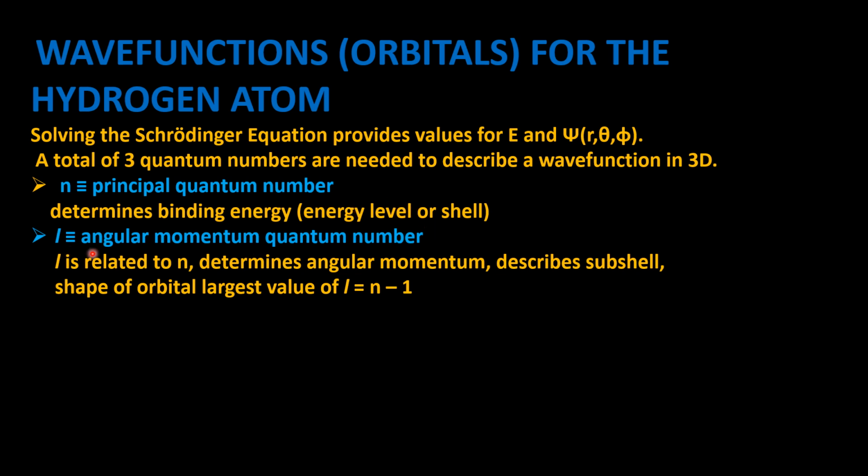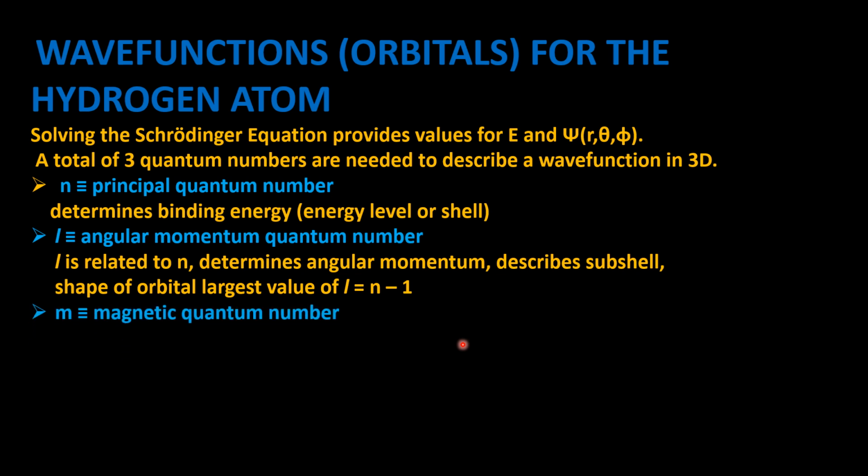In the same way, L, the angular momentum quantum number, which is also called the orbital quantum number, tells us about the quantization of angular momentum, and it describes different subshells within the principal shells.